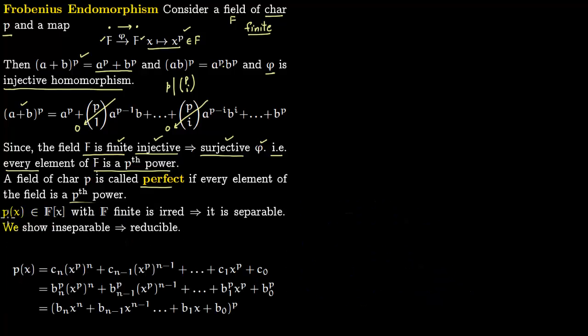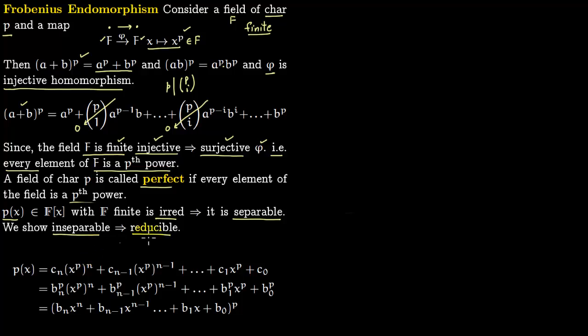So say you have a polynomial p(x) over a finite field. This finite field is also of characteristic p, and this polynomial is irreducible. Then it would imply that this polynomial is separable. So we will use contrapositive, that is, inseparable would imply reducible.